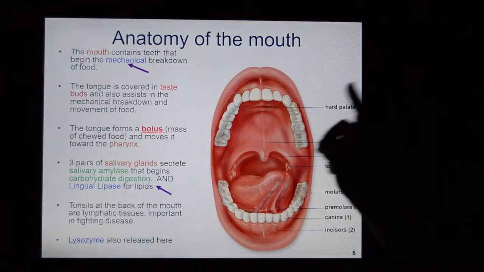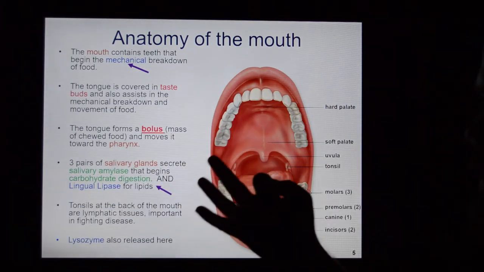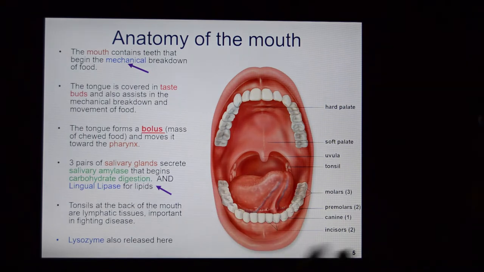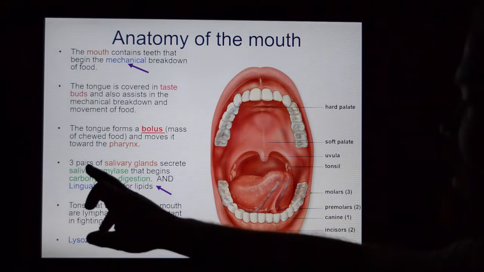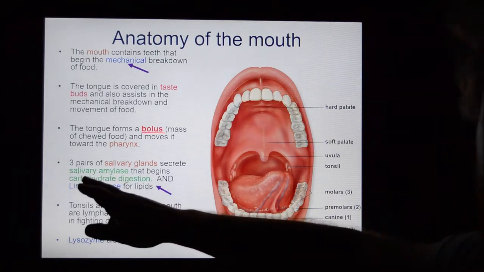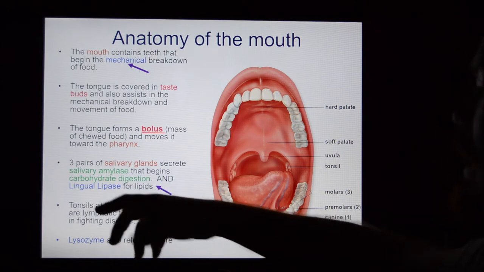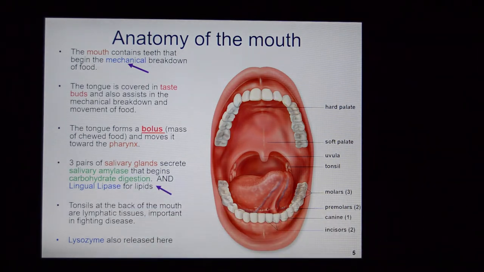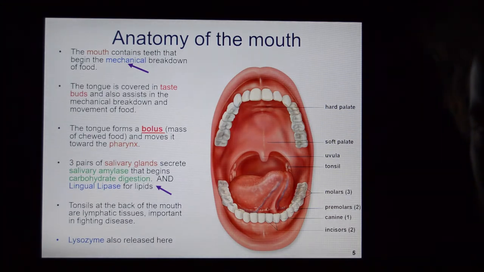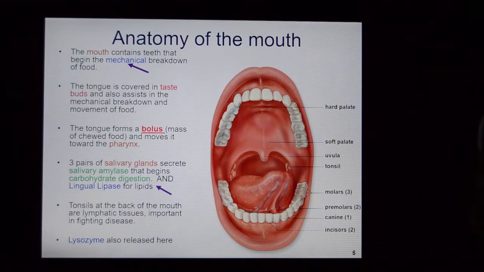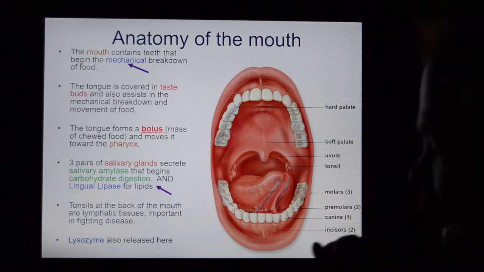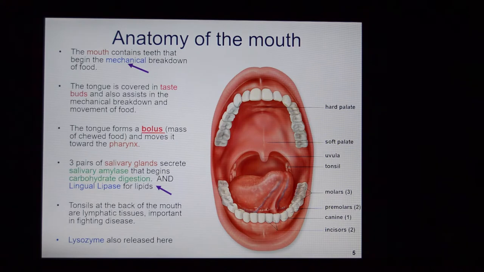Now, in the mouth, there are three salivary glands that are producing a variety of chemicals, not just saliva, but a variety of chemicals. They also produce salivary amylase, which breaks down starches like carbohydrates, and lingual lipase, which breaks down lipids. So the initial digestion of foodstuffs begins in the mouth, all right? The initial chemical digestion, not just mechanical digestion, but we have the capacity for some degree of chemical digestion starting very early. Okay, that's important.